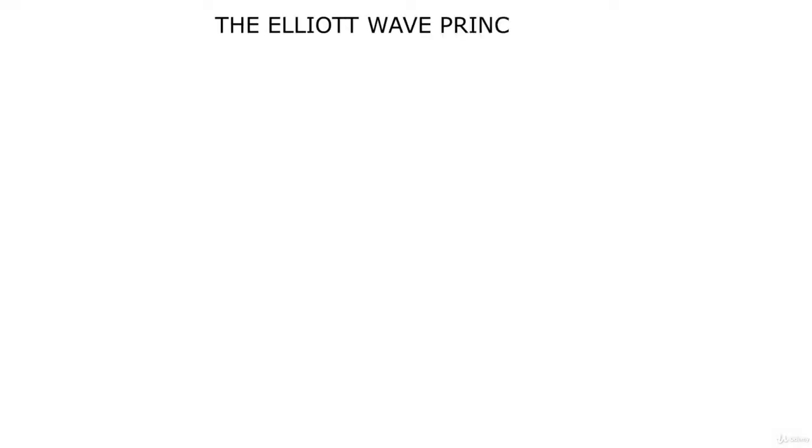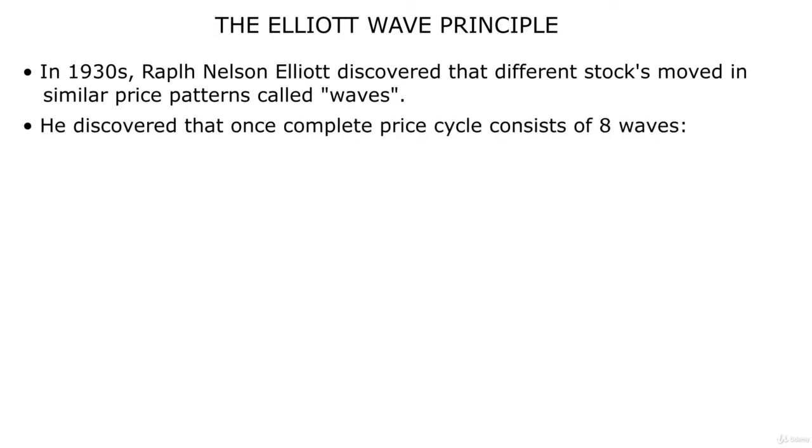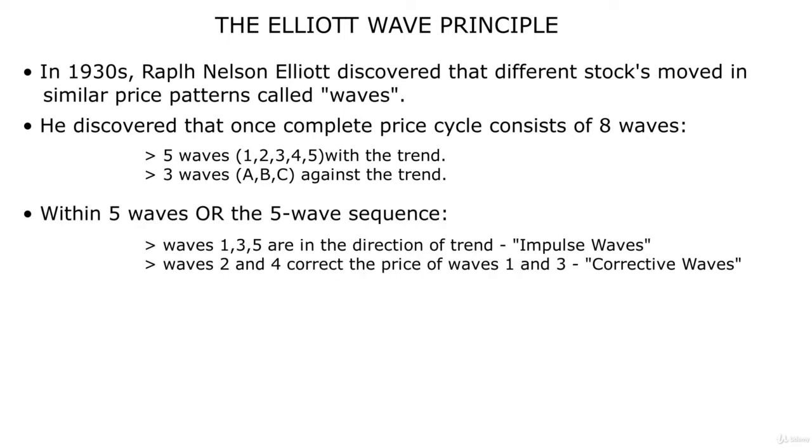In the late 1930s, an accountant named Ralph Nelson Elliott discovered that price action displayed on different time frames formed the same basic pattern called waves. The basic pattern that Elliott discovered was that a market cycle consists of 8 waves, 5 waves with the trend and 3 waves against the trend. With the 5 waves, waves 1, 3 and 5 are in the direction of the trend and are called impulse waves, whereas waves 2 and 4 are against the trend and are called corrective waves.